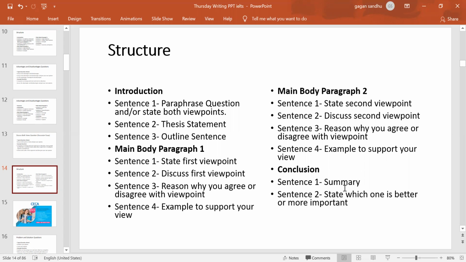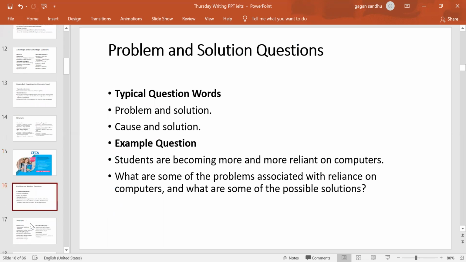Then the conclusion part, you are summarizing, right, what you have already said up there, and you're stating which one is better or more important. So definitely whatever opinion you are agreeing with, that's the opinion you will say is better, and you will say that it is important. You don't have to explain any new idea here, you are simply writing it in one sentence, wrapping up this particular essay, right?